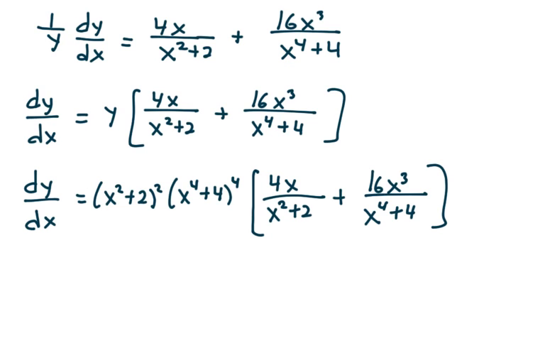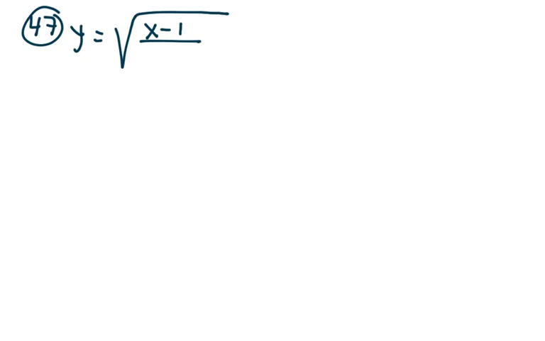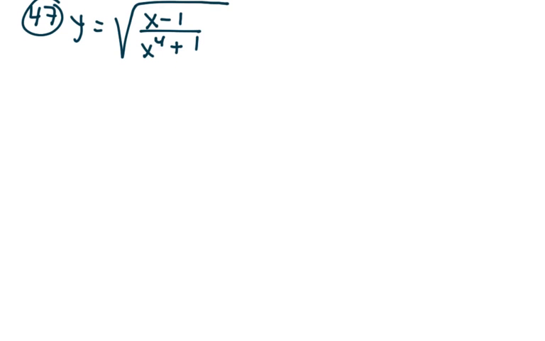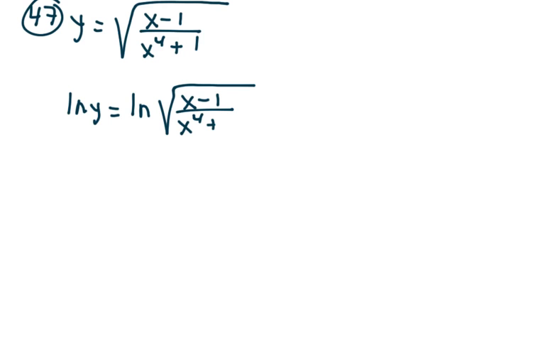If we take a look at 47, here y equals the square root of (x minus 1) divided by (x to the fourth plus 1). And we're going to take the natural log of both sides. So natural log of y is the same as natural log of the square root of (x minus 1) over (x to the fourth plus 1).